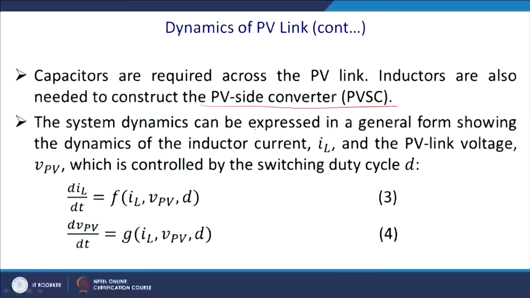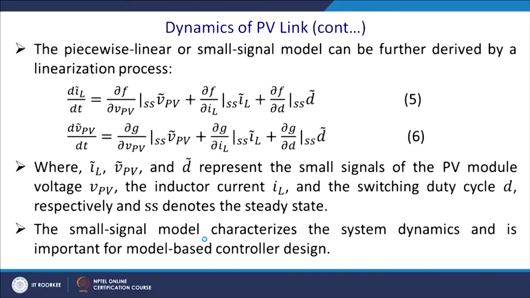The system dynamics can be expressed in general form, showing the dynamics of the inductor current IL and the PV link voltage, that is VPV, which is controlled by the switching duty cycle D. So, dIL/dt is a function of IL, VPV and the duty cycle. And similarly, dVPV/dt will again be a function of the same parameters IL, VPV and the duty cycle.